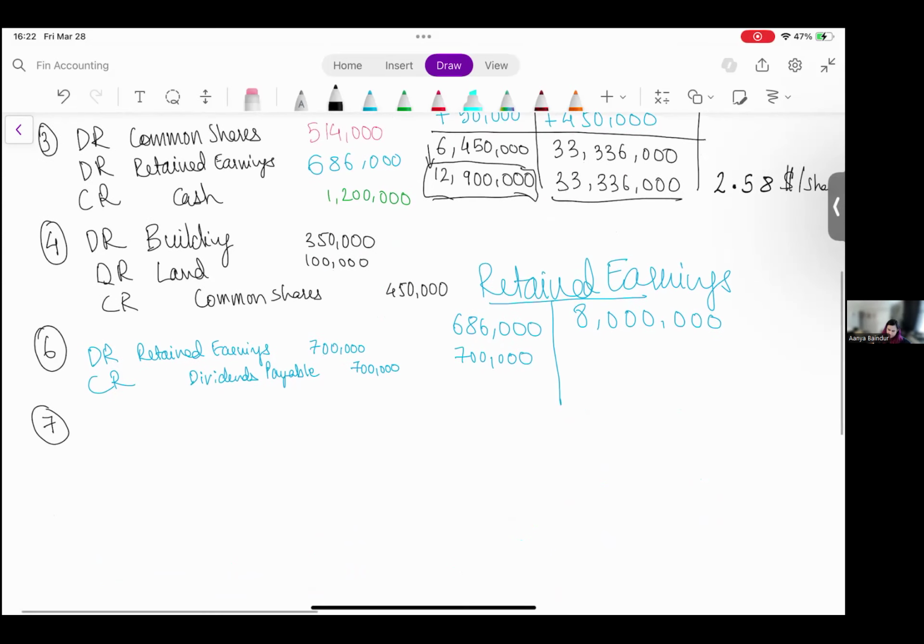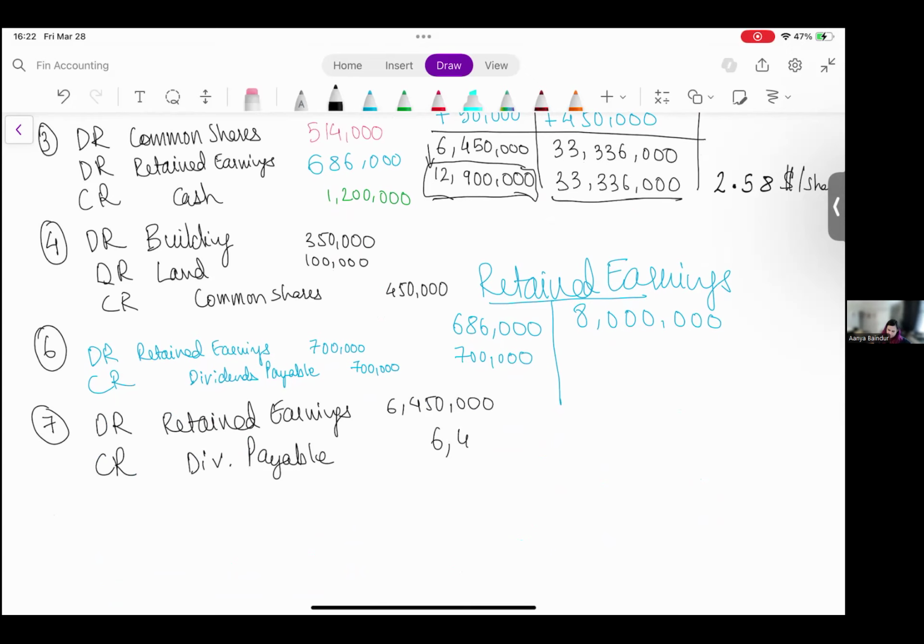So let's see what our journal entries involved are. It's a debit to retained earnings, and a credit again to dividends payable. And the amount was 6,450,000.